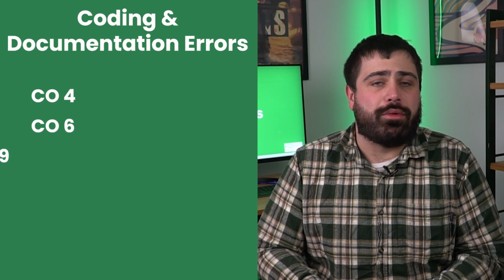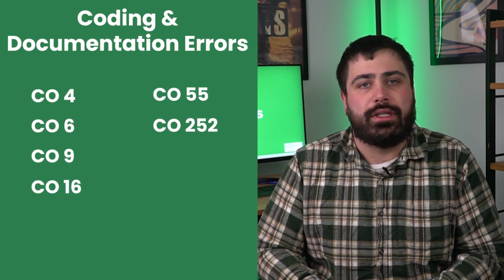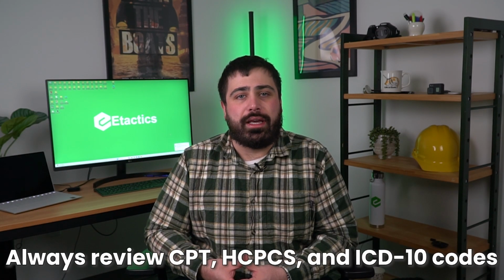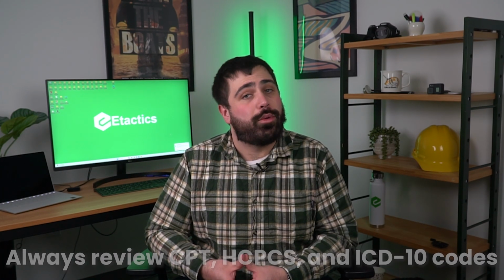Coding and documentation errors are another major cause of denials. These occur when a claim includes missing, incorrect, or incompatible codes, such as invalid modifiers or diagnosis mismatches. Common denial codes include CO4, CO6, CO9, CO16, CO55, CO252, PR55, and PI11. To avoid these denials, always review CPT, HCPCS, and ICD-10 codes before submission. Ensure that modifiers correctly describe the service performed. Check clinical documentation to confirm it supports the billed procedure and use claim scrubbing tools to catch potential errors before submission. If denied, appeal with corrected coding and supporting record.